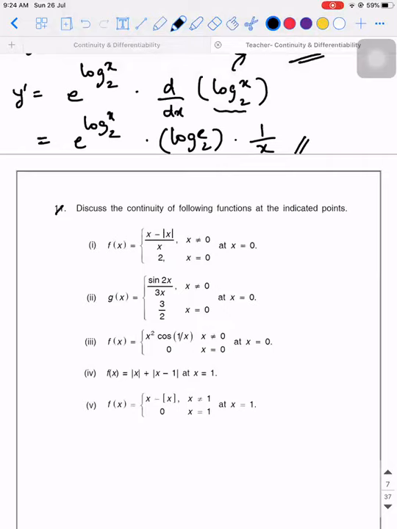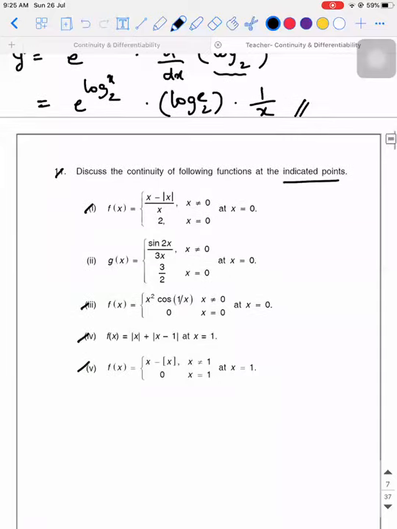Discuss the continuity of the function at the indicated points. So modulus function. So 11th one, the mostly asked questions are the first one, third, fourth, and fifth. So these are all the problems that are asked.